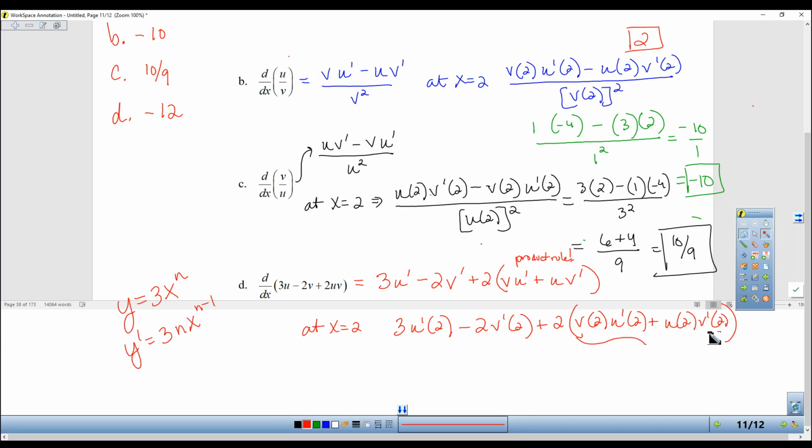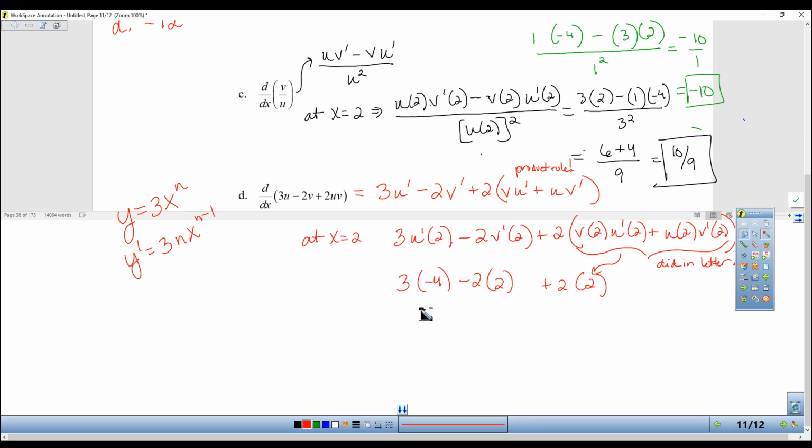But fortunately, we actually already did this in letter A. In letter A, we already found out that the answer was 2. So I'm just going to go ahead and fill that into 2. And then u prime of 2 is negative 4. v prime of 2 is 2. That gives me negative 12 minus 4 plus 4. The answer is negative 12.